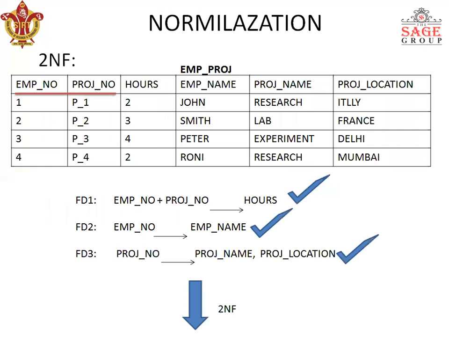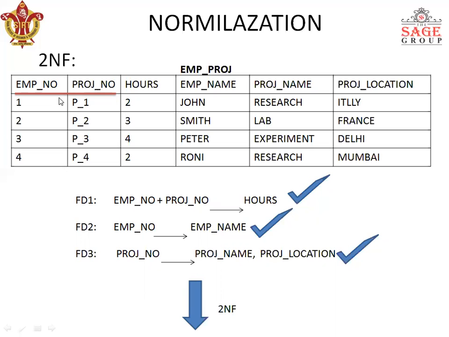If we talk about the second normal form, here we have an employee project table which has 6 columns: employee number, project number, hours, employee name, project name, and project location. As per the rule of second normal form, all the attributes should be fully functionally dependent on the primary key. So here we made 3 functional dependencies.